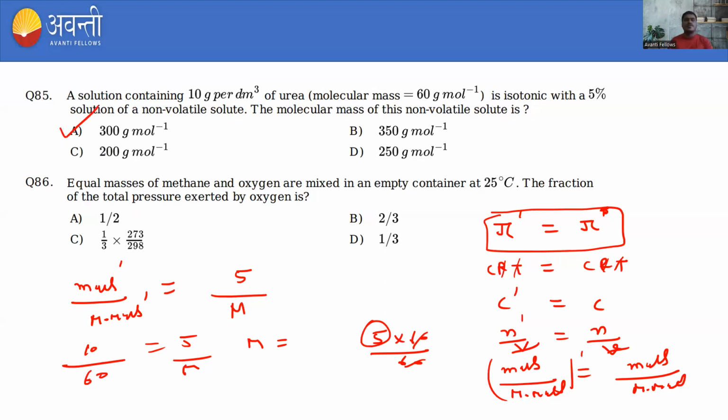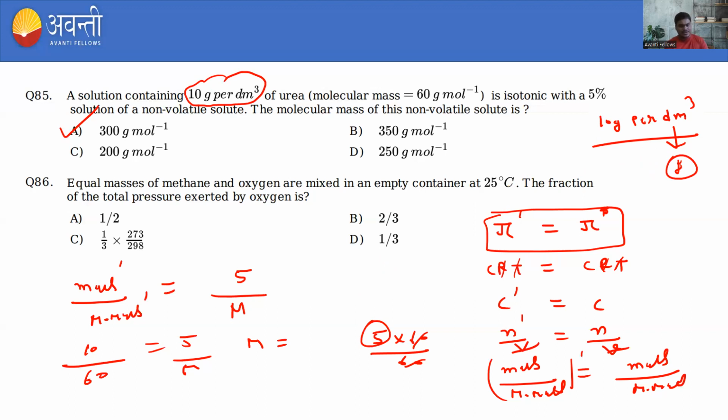Right? So just use the same concept: 10 gram per decimeter cube. Just remember this: the solution containing 10 gram per decimeter cube. So this is 10 gram per decimeter cube. Okay, so we can convert the decimeter cube into gram, so just divide by 10 raised to the power 3. So in solving, you'll get this.